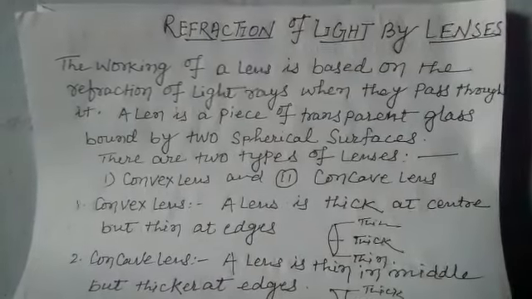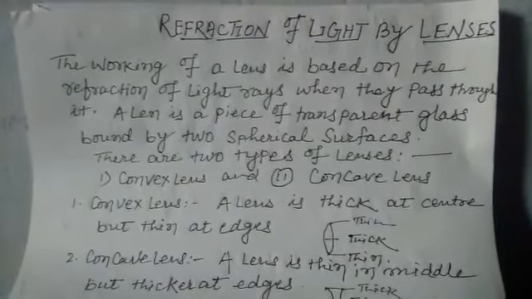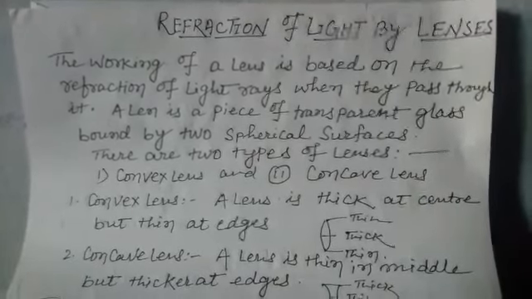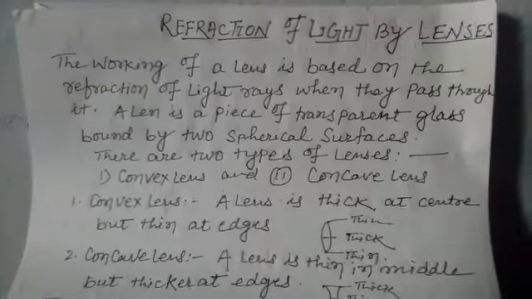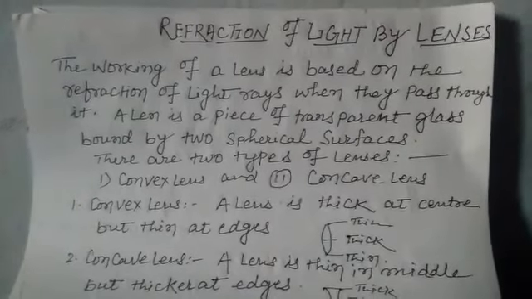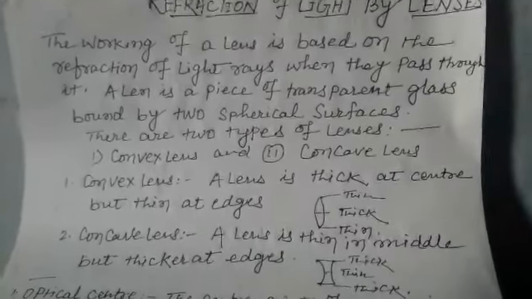When light passes through a convex lens, it converges at a point on the principal axis, which is known as the focus. When light passes through a concave lens, it diverges after refraction. So it is known as a diverging lens.